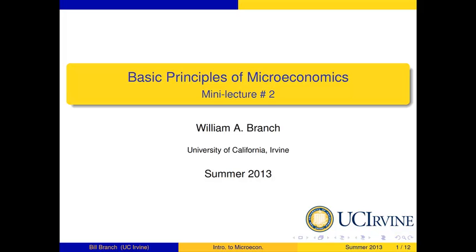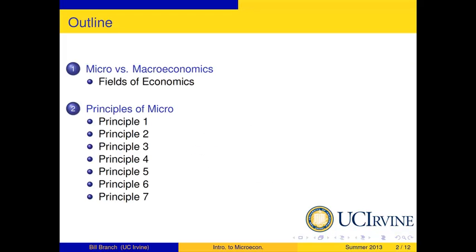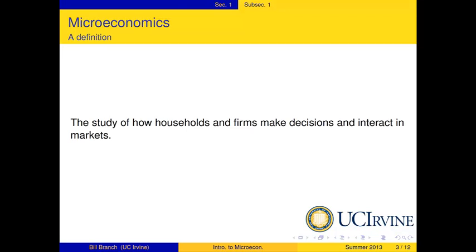So I think it would be useful to start with a definition of what microeconomics is. And then I'll talk about some of the main principles of microeconomics. And these are principles that hopefully you will learn by the end of this course. A definition of microeconomics is that it is the study of households and firms, how they make decisions and interact in markets. The micro part of the economics is that we're focusing on households and firms, and we focus on specific markets like the market for bell peppers or the market for iPads.